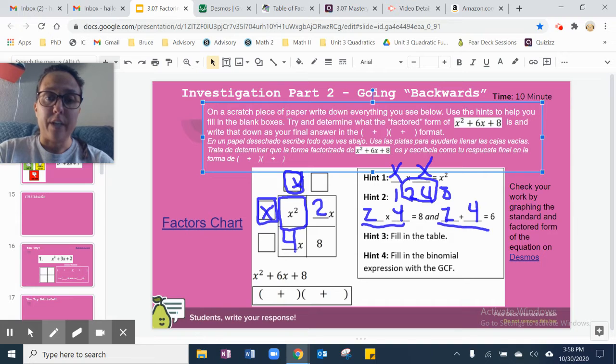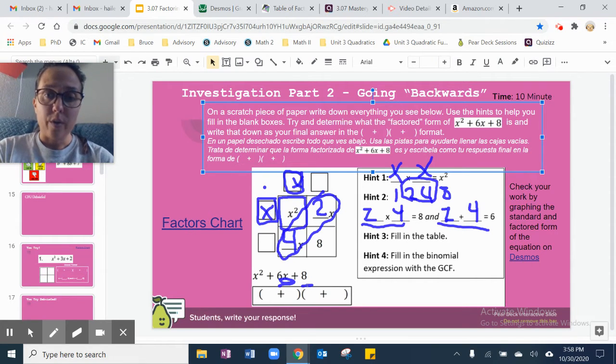So in the first step, we had to fill in the outside boxes, but in the second step, we're filling in the inside boxes, right? Because we want 2x plus 4x to give us 6x, as well as 2 times 4 to give us 8. Step 4 says fill in the binomial expression with the greatest common factor.